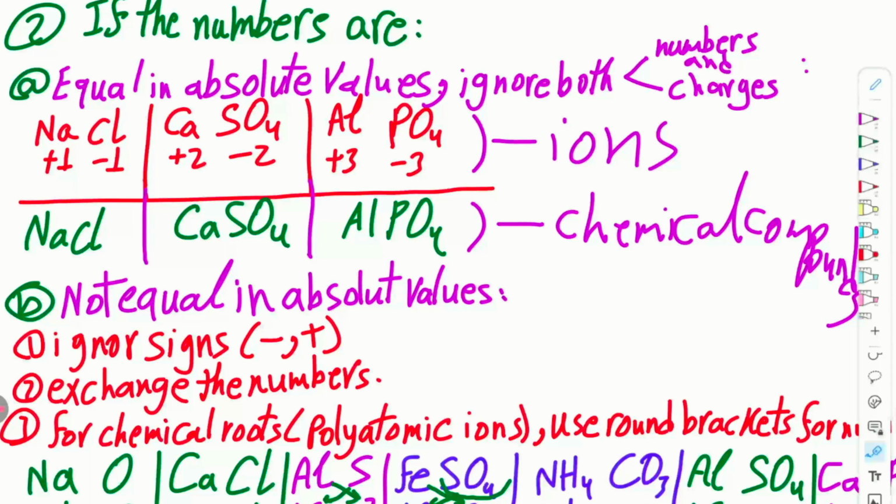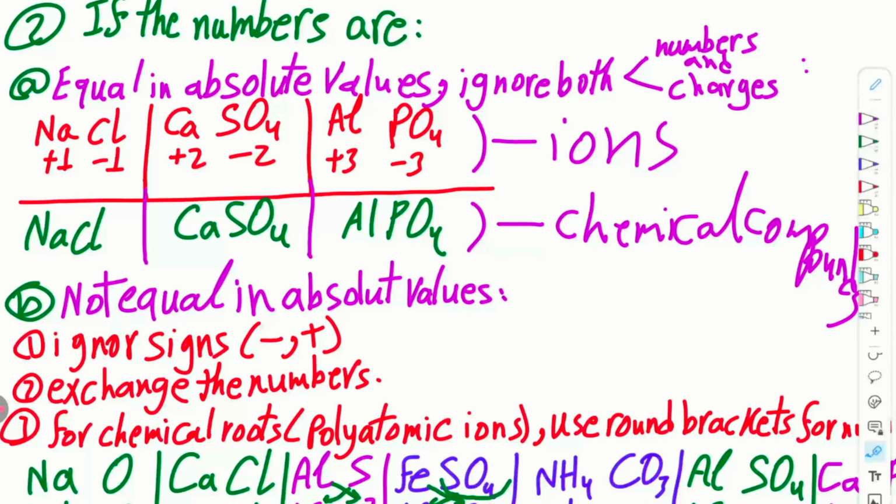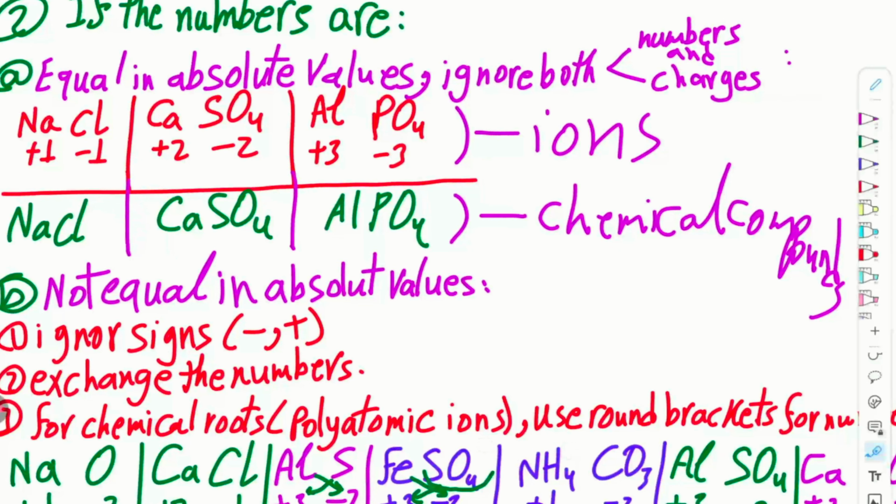Here, combine, no numbers. Teacher, we have here 2 and 2. Shall I write 2 and 2? No. Shall I write here 3 and 3, teacher? No. Ignore the numbers and the charges as long as they are equal and they are okay. Now, in here, my friends, as we said, those are called ions.